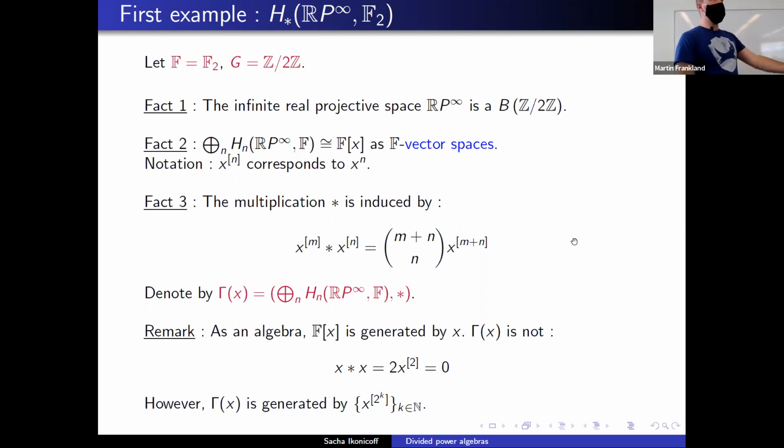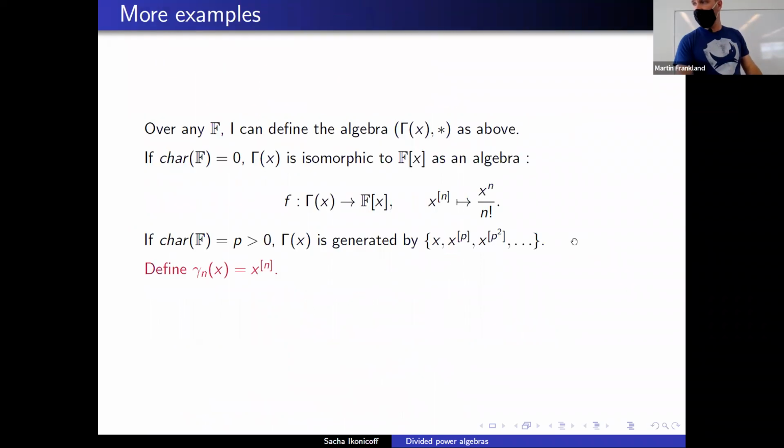So if I want to give more examples of that type, I can just take that algebraic example and say, okay, now I'm going to build the same thing over any field. So you take your polynomial algebra over one generator, and you define the multiplication x bracket m times x bracket n is equal to this thing with the binomial coefficient. If the characteristic of the field is 0, then this is isomorphic to your polynomial algebra by sending those x bracket n to x to the n divided by n factorial.